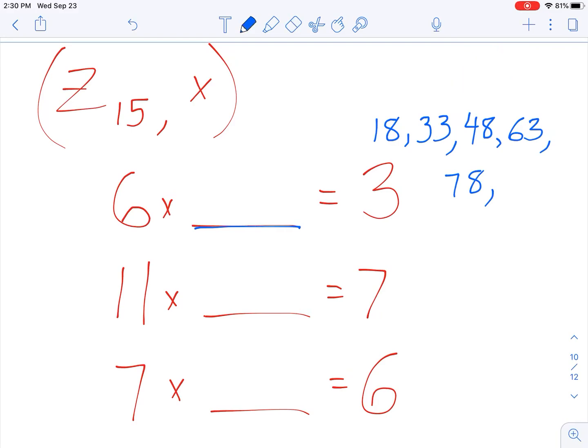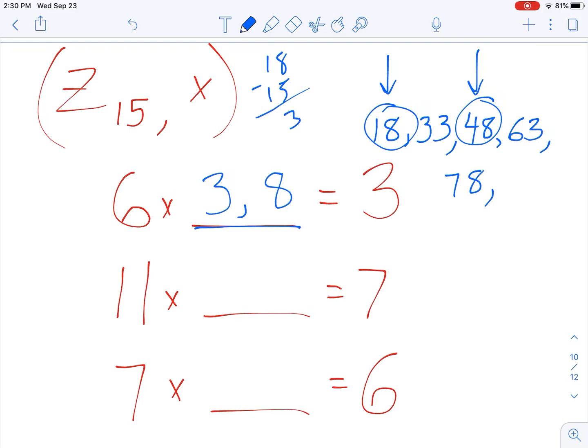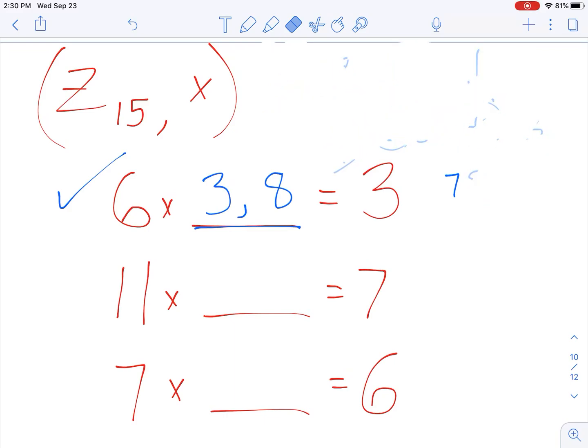And so 6 times what will give me, are any of these multiples of 6? And yes, I see that 6 times 3 will give me 18, and 6 times 8 will give me 48. Let's just check. If I got 18, I would subtract 15, and I should get 3. Cool. If I got 48, I would subtract a multiple of 15, so 30, I'd get 18, I'd subtract 15 again, and I'd get 3. Okay, cool. So notice I have to offer all possible answers in order to get this problem right. If you just gave me 3 or you just gave me 8, it would have to be marked incorrect.